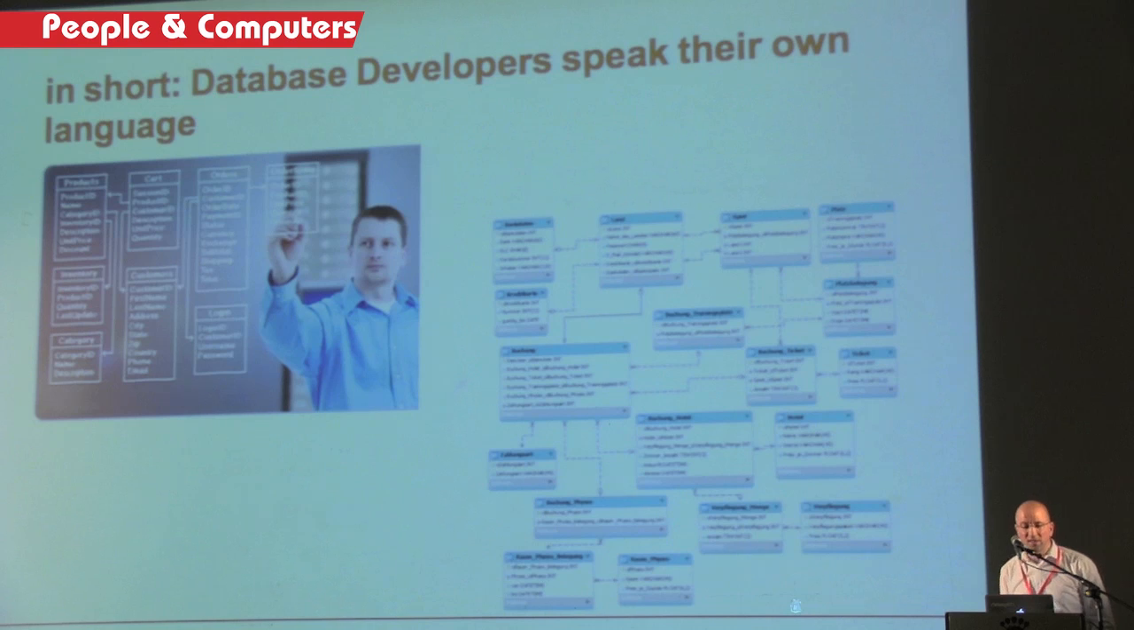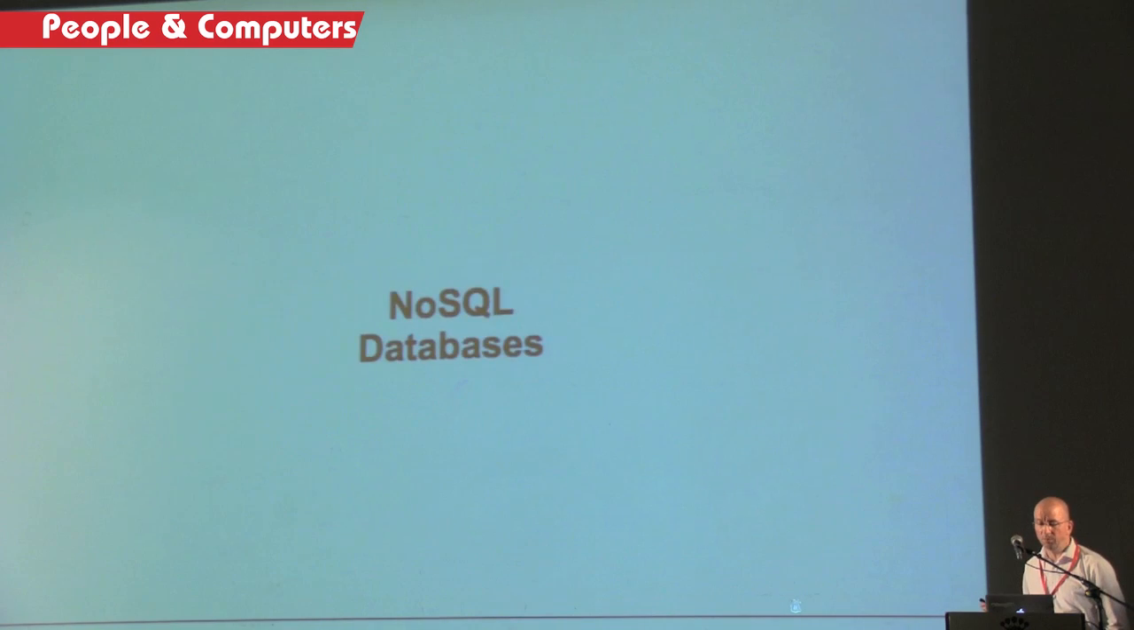What that is, in short, is database developers speak their own language. They don't speak in the terms that I defined earlier, aggregates and value objects and the business logic. They speak in tables and relations and joins and stuff like that, and they speak in entity relationship models and so on. And no business user ever really understood what that meant. So that is a group of developers that speaks their own language.